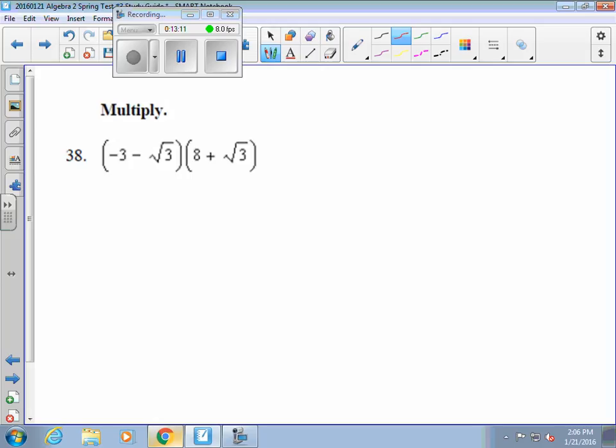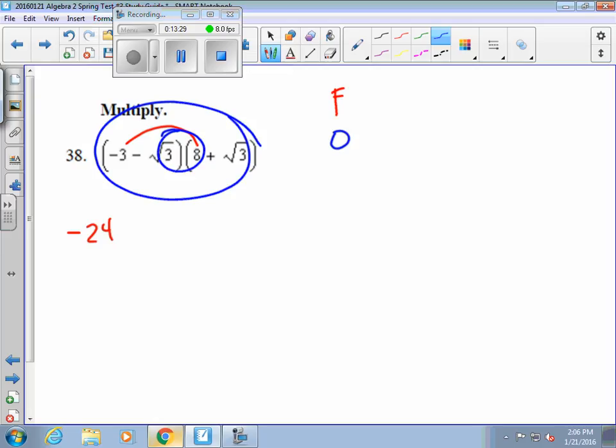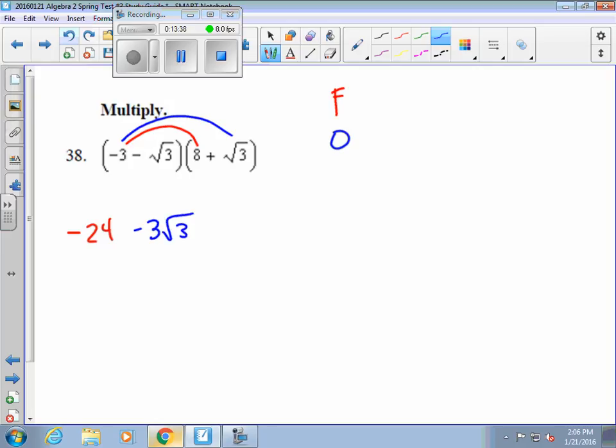And number 38 tells you to multiply these two binomials by each other. -3 minus the square root of 3 times 8 plus the square root of 3. FOIL, FOIL. The -3 times 8 is -24. O is your outer terms. Remember, think of it as a dartboard, inner and outer. Your O terms are your outer terms, -3 times the square root of 3. -3 square root of 3, just like that.